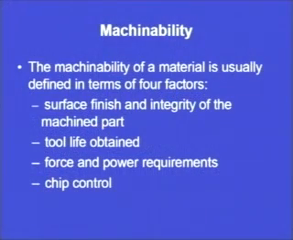Now, we have seen that out of these four parameters used to ascertain the machinability of a material, there is a material which is very good considering the first two parameters, that is, the surface finish and integrity are very good, and the tool life obtained is also very good. But there is another material which is good in force and power requirements, because the force required is less and the power requirement is less. Moreover, the chip control is also better. Now, how can we classify, how can we say that the machinability of this particular material is good and the machinability of this particular material is poor?